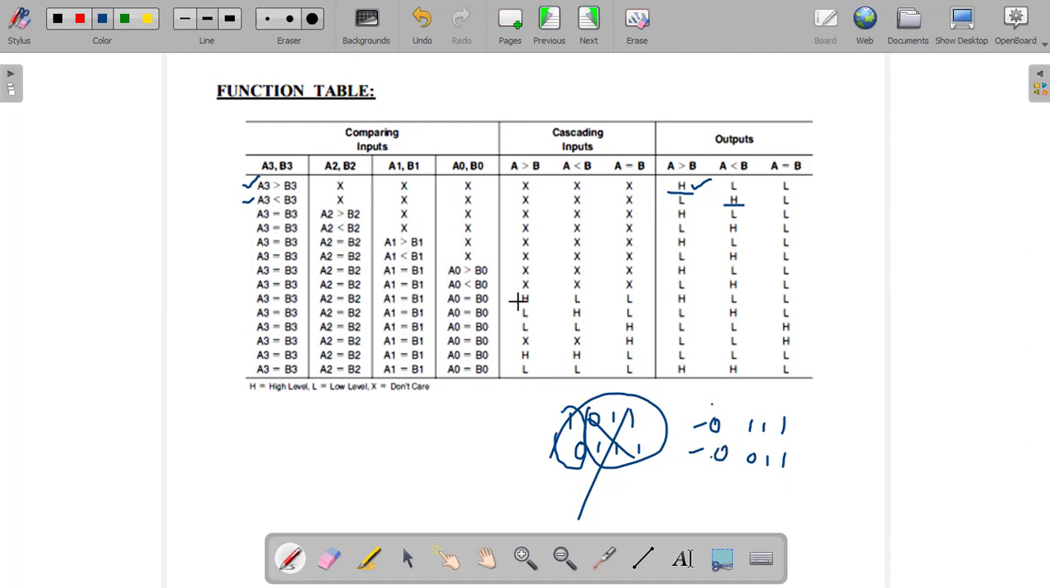Then it will be checking whether A2 is greater than B2. A2 is greater than B2. Obviously A2 is greater than B2. Then immediately it will be declaring A greater than B as high.